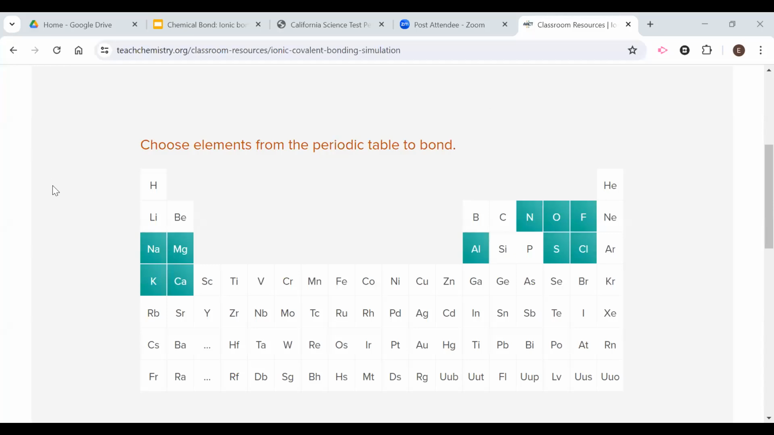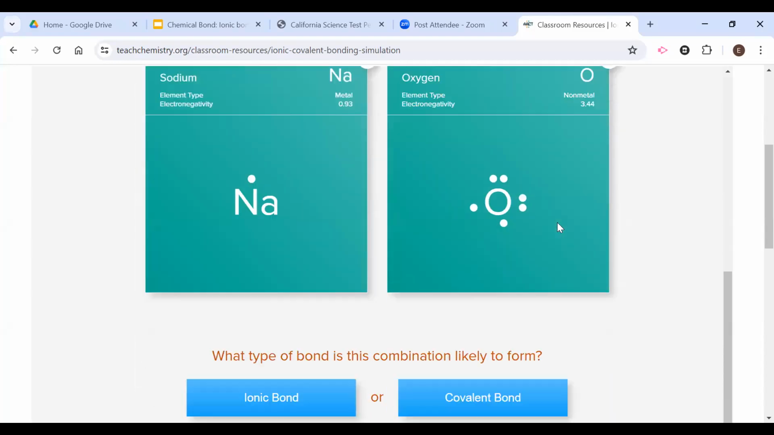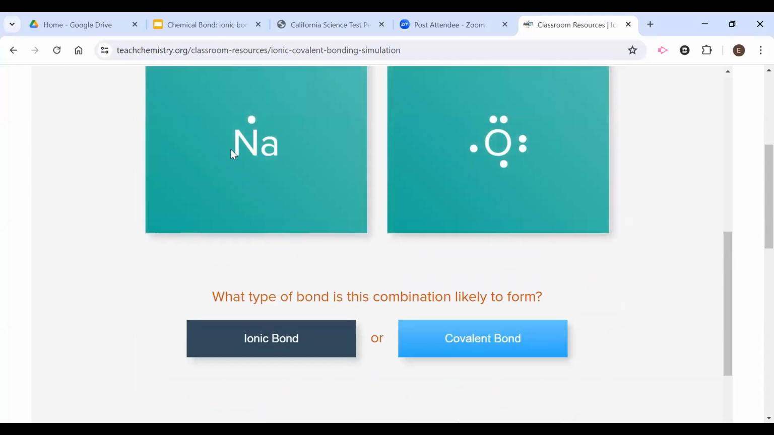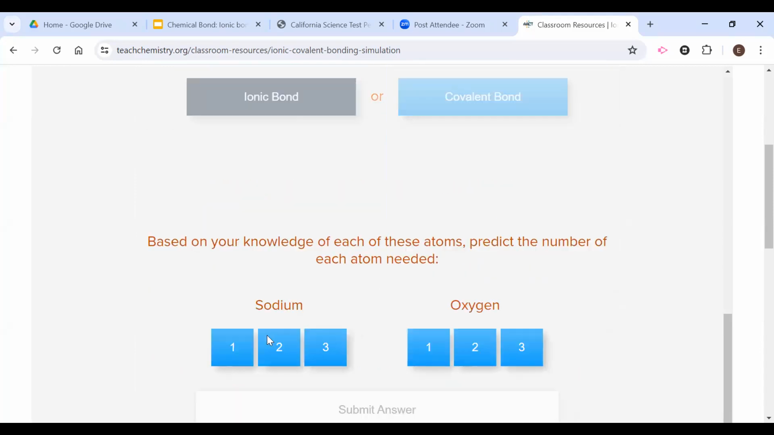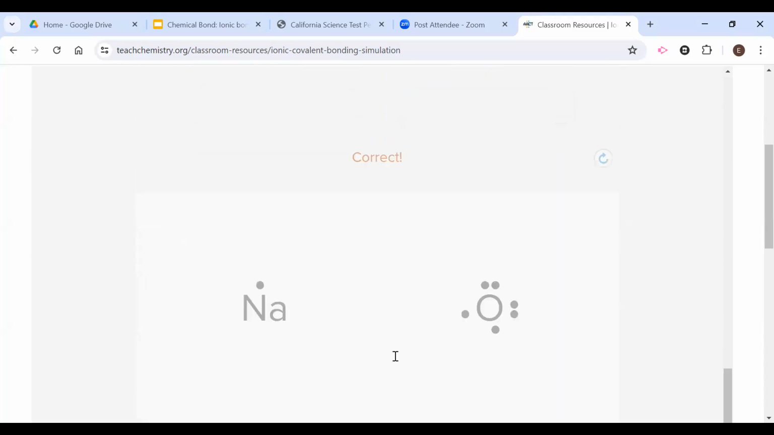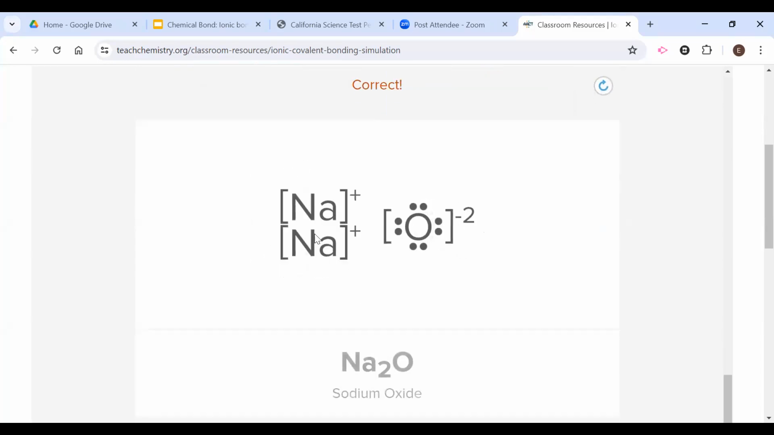Sodium and oxygen, let me repeat that. Just check if you got it right, sodium and oxygen, okay? It's an ionic bond. How many sodium and how many oxygen? You will need 2 sodium and 1 oxygen, okay? Hopefully you got that right. Your formula will look like this, okay?